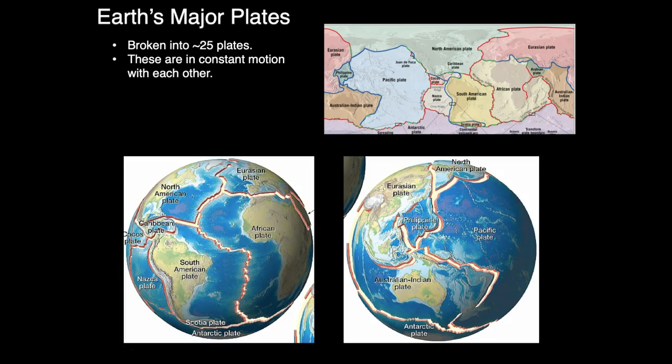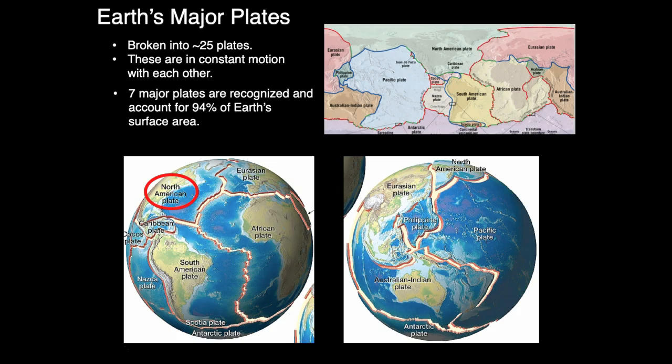So there are 7 major plates that account for about 94% of Earth's surface, and those are going to be the North American plate, the South American plate, the African plate, the Eurasian plate, Pacific plate, Australian Indian plate, and the Antarctic plate. The largest one of those is the Pacific plate, which accounts for most of the Pacific Ocean basin.